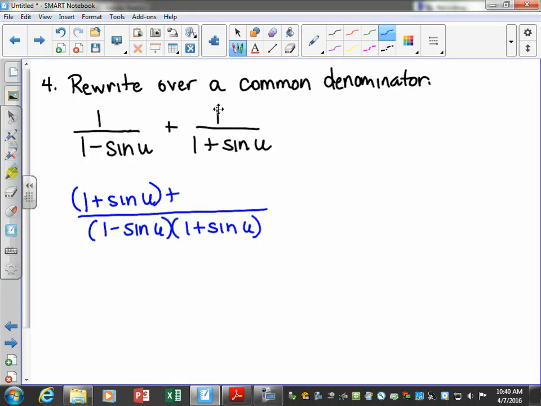plus. Now over here I have a 1. It's already over 1 plus sine of u, so that's already over this. What's the missing part? 1 minus sine of u. So that's going to be 1 minus sine of u.